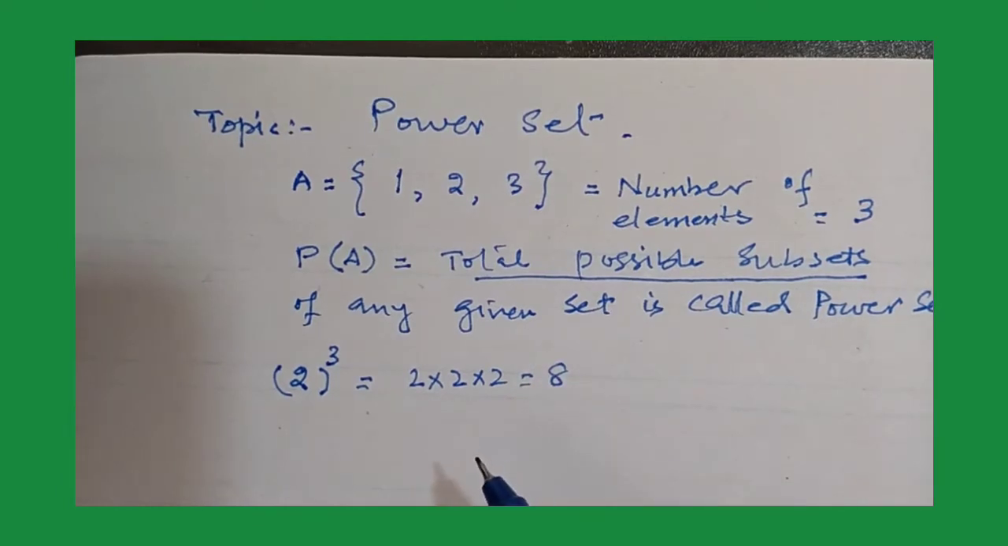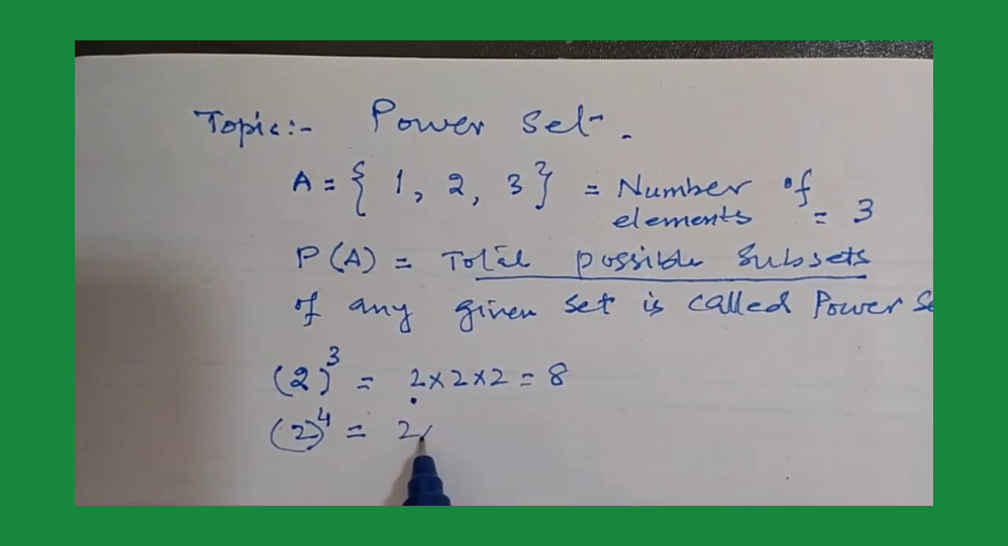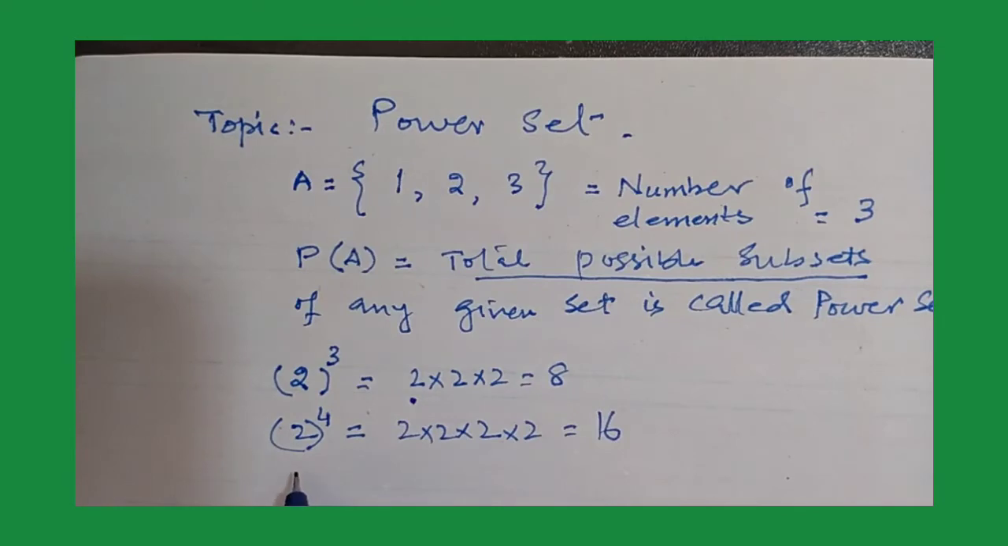If there are 4 elements in total, then the possible subsets will be 2 to the power 4. It means 2 multiplied by 2 multiplied by 2 multiplied by 2 is equal to 16. Now we want to solve the power set of A.